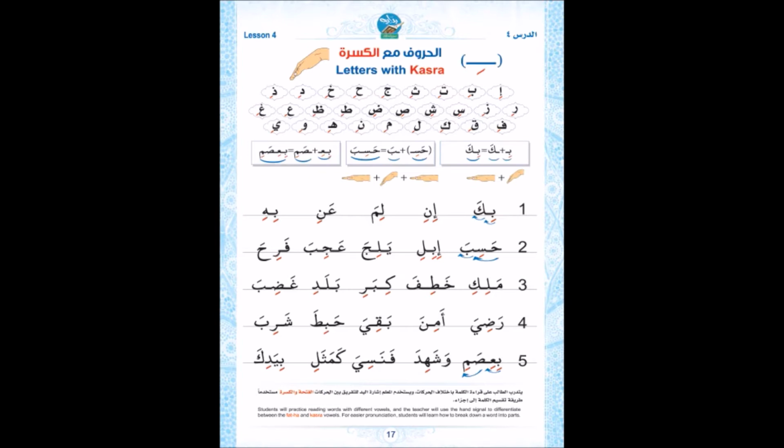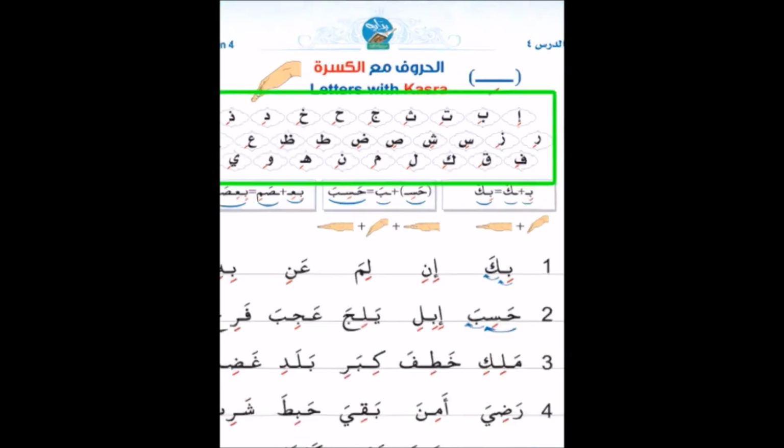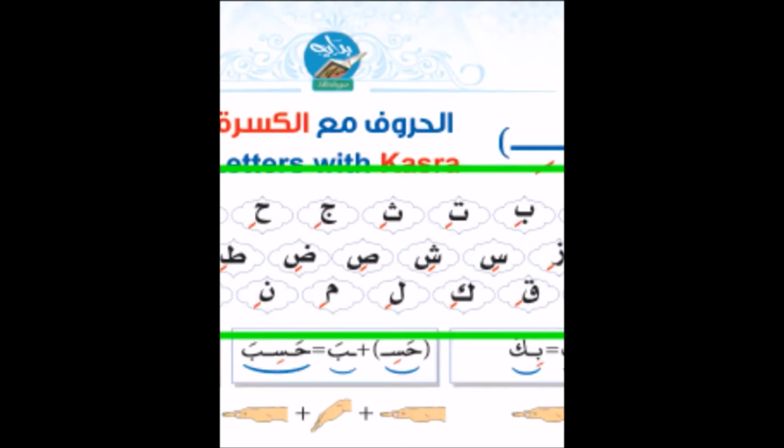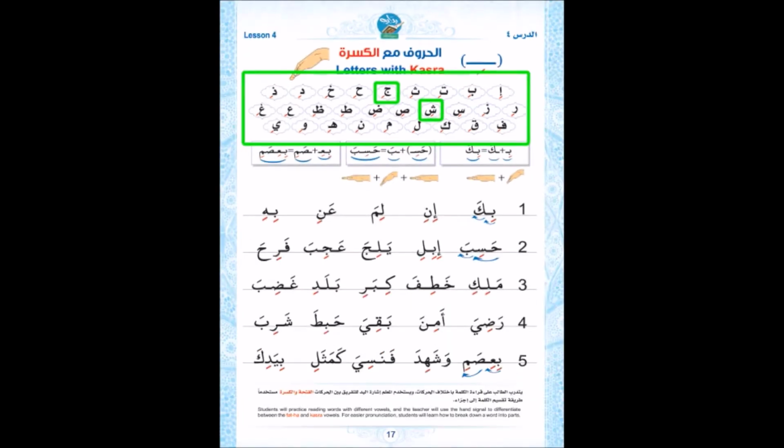The first section is mainly to familiarize the student with kasra and the sound it makes, as well as the fact that it's underneath the letter, unlike the fatha which was drawn on top of the letters. So the student begins just by reading through all the alphabet with kasra, letter by letter. For example, jim, kasra, ji, sheen, kasra, shi, and so forth, until he or she has a general idea of how the kasra is drawn and where it goes underneath the letter.